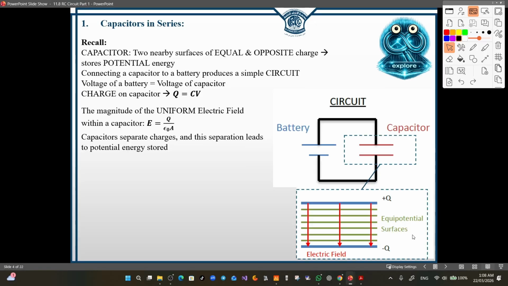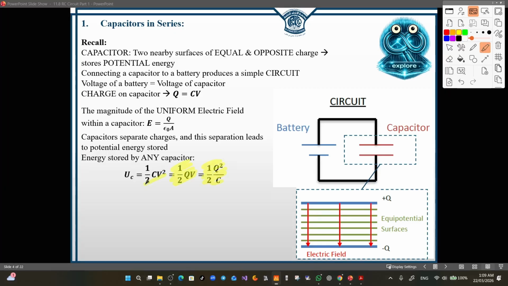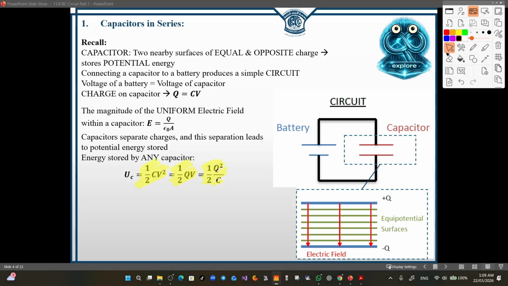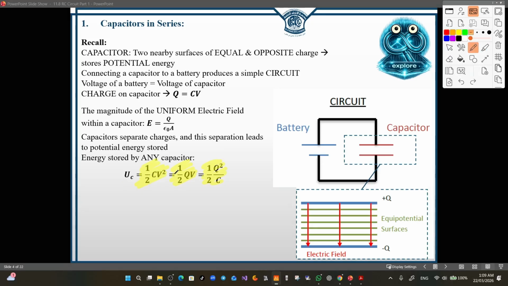Now, capacitors separate charges, and this separation leads to potential energy stored. To find the energy stored by any capacitor, it's enough to use one of these expressions. We have three expressions that can be used to calculate the potential energy stored in the capacitor. So we have half CV squared, where C is the capacitance of the capacitor and V is the potential difference across the capacitor, and also the expression with Q, where Q is the charge carried by the capacitor.